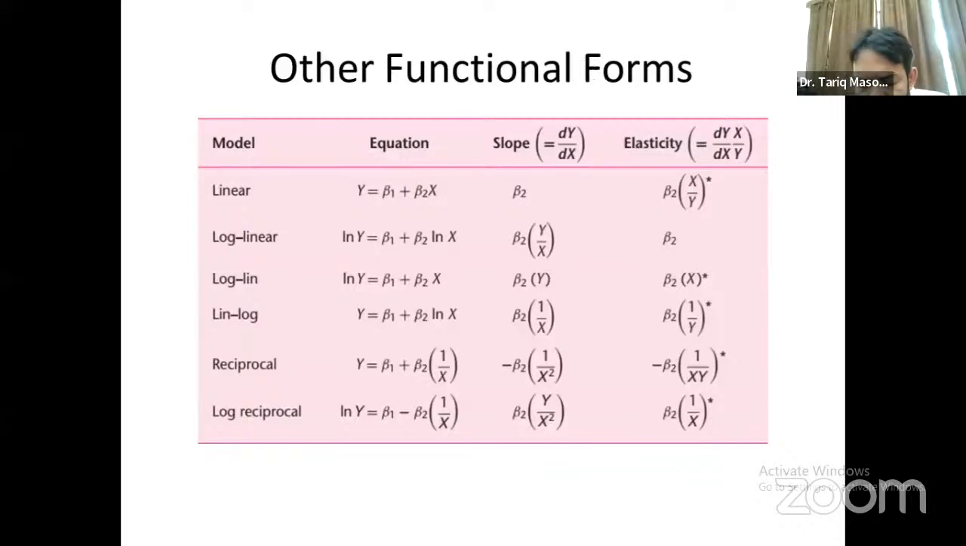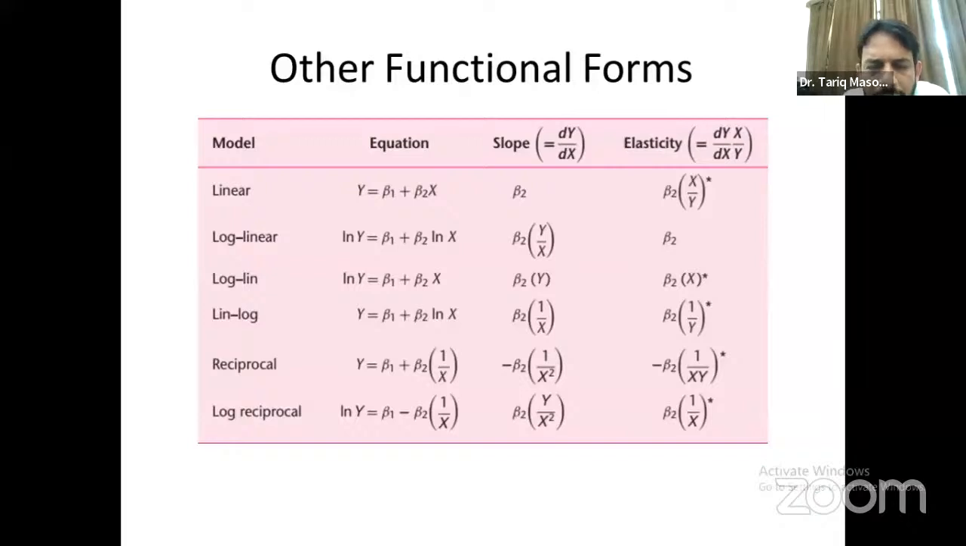Okay. Now, apart from purely linear representations, which is y is equal to beta 1 plus beta 2 x, there are some other representations that we use in empirical analysis. So first, I would like to clarify the meaning of beta 1 and beta 2 in simple linear framework.